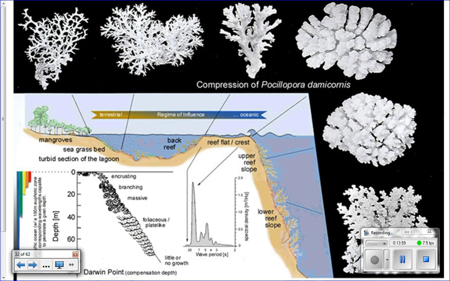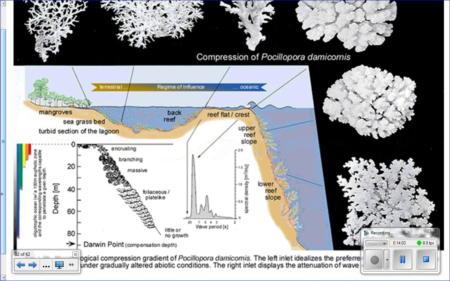So here's a picture to help you see the different parts of the reef. This right here is the forereef, and here's your reef crest. This is your reef flat, the back reef, and then there's your lagoon. Those are the different places on the reef.